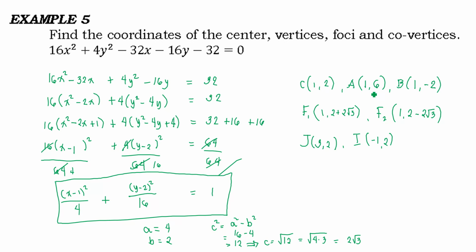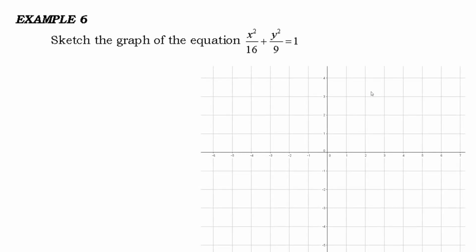Okay, let's have example number 6. Sketch the graph of the equation x squared over 16 plus y squared over 9 equals 1. So here, we can say that the center is at the origin. So, C, the center, would be at the origin. Now, we can say that this is horizontal because 16, the largest between the denominators, is under x squared.